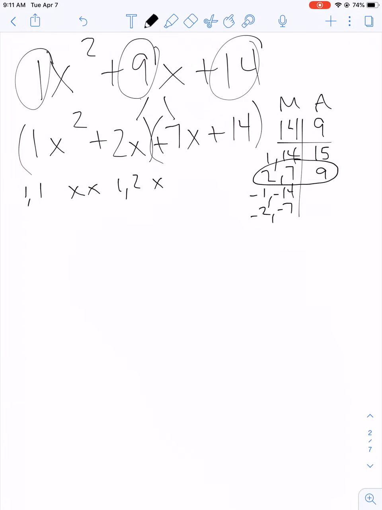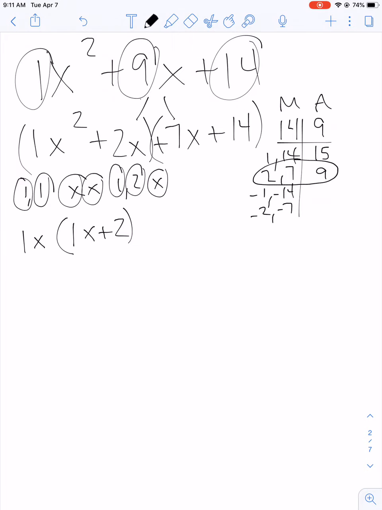Now we're looking for the biggest number in both. Looks like it's 1. That goes outside. And how many x's can I take out of each? 1. And what do I have left over? 1x and positive 2.